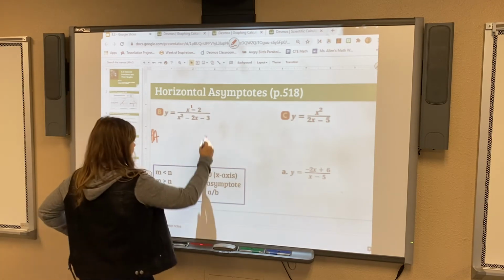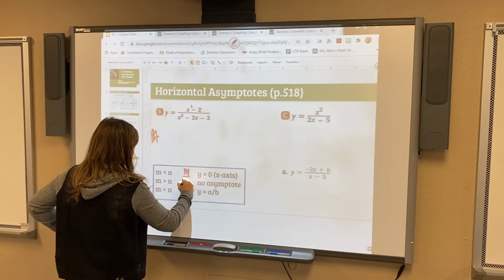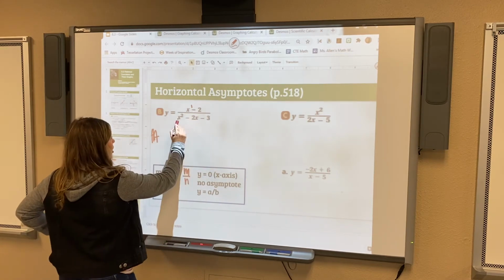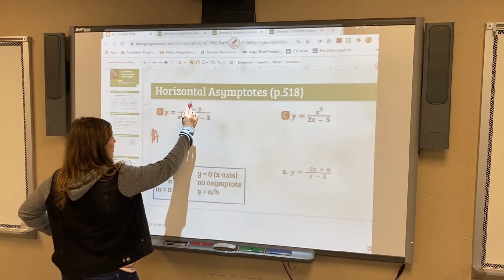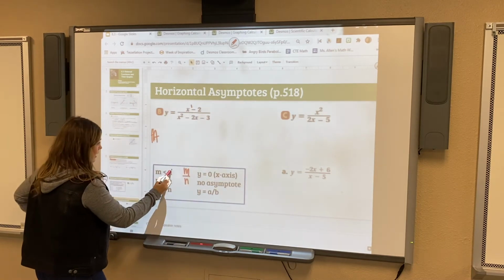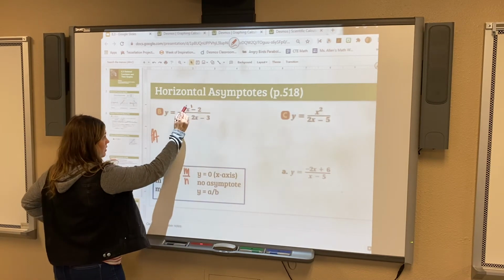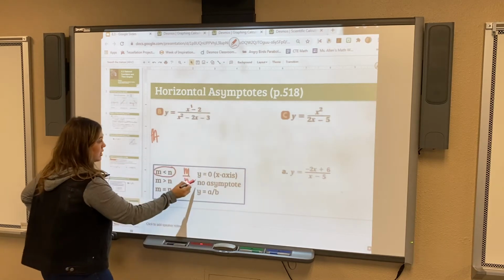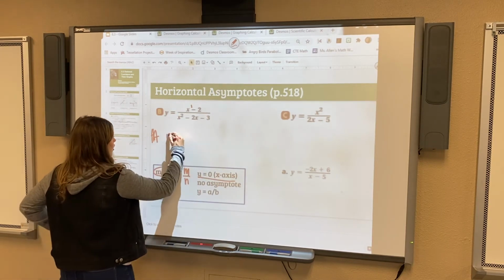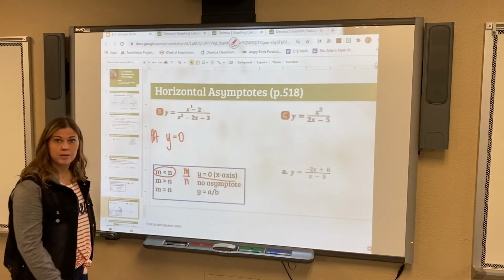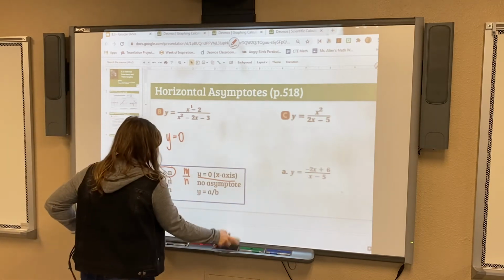So, and again, this is m over n. So here, our n is bigger than our m. The bottom is bigger than the top. So that means your horizontal asymptote would be y equals 0. Okay.